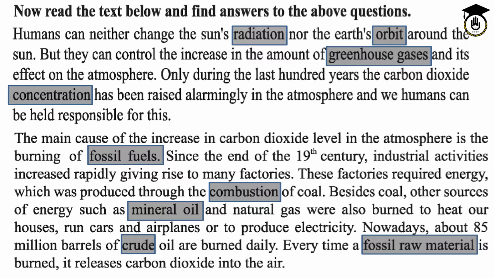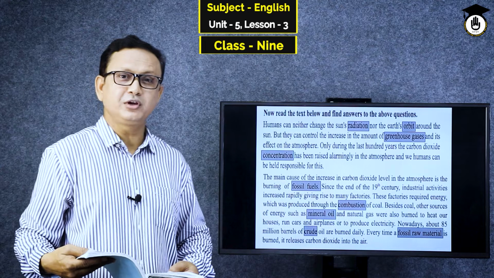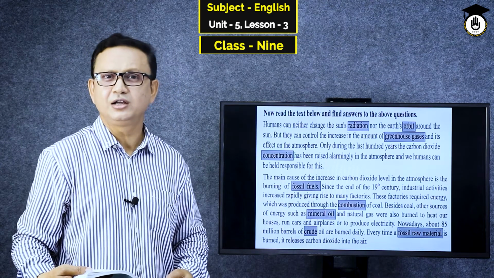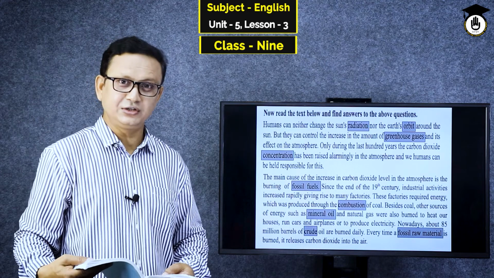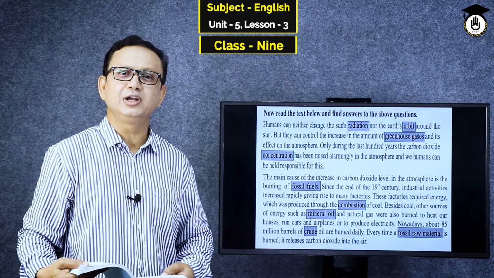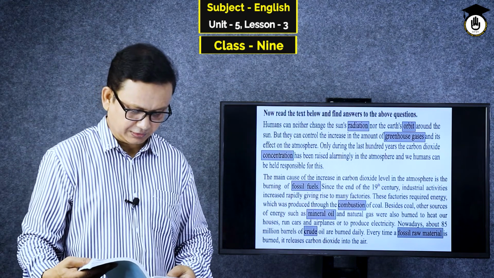The main cause of the increase in carbon dioxide level in the atmosphere is the burning of fossil fuels. So what are fossil fuels? They are natural fuels such as coal or gas or petroleum. We are nowadays burning fossil fuel because without burning fossil fuel, we can't do anything. We can't run our car, we can't run our bus, we can't run our industries. And burning fossil fuel means it will emit a lot of black smoke in the atmosphere.